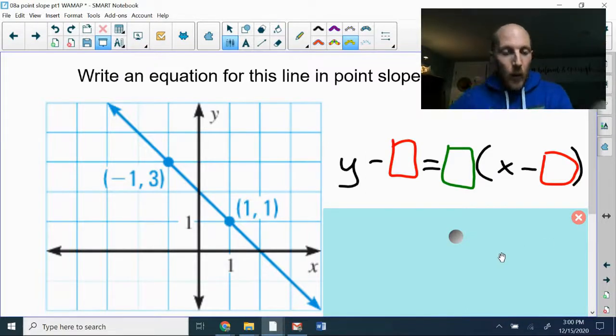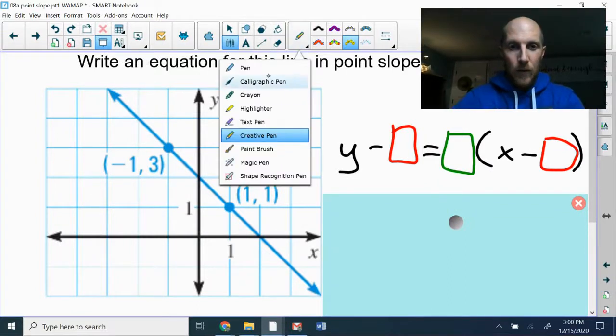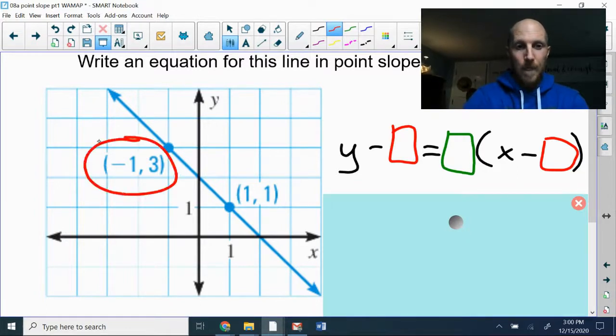So I want to look at one more thing, writing equations. Here's a graph which has a couple of points labeled. So we're going to write an equation for this line in point slope form. The first thing I want to do is identify a point. So I'm just going to pick this one. You could choose either one, but you guys were not fast enough, and one of your classmates already said -1, 3, and so I'm going to go with that.